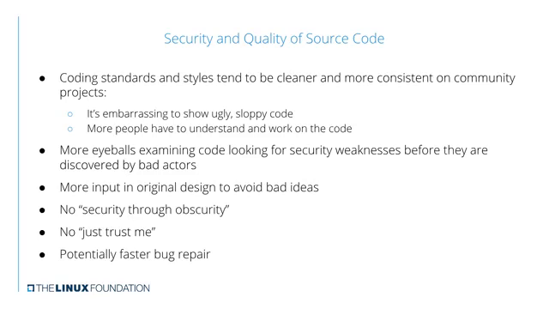This helps find security problems before products are actually deployed in the field. There's more input in the original design. You get rid of the concept of security through obscurity. Having open source enables a lot of people to look for the security flaws and quickly publish fixes to them, so you don't have to just trust people.